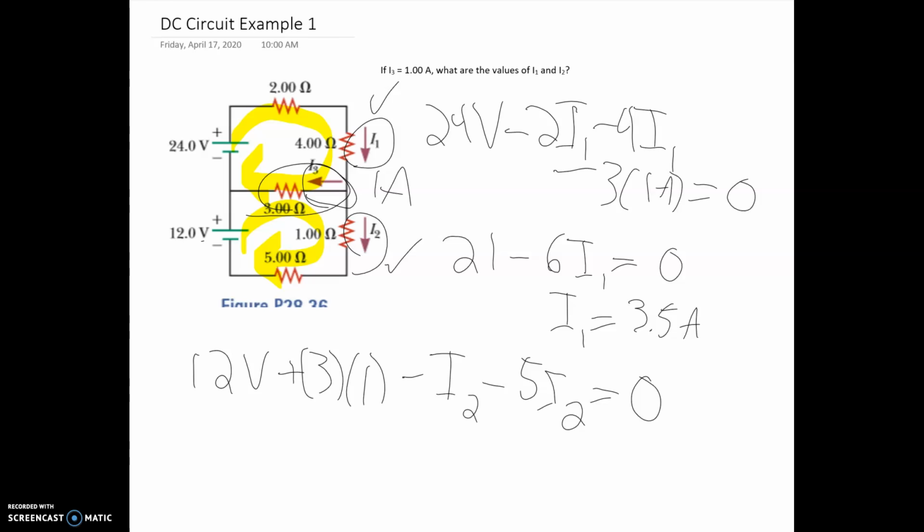So I add up 12 plus 3, that's 15, minus 6 I2 equals 0. So 15 divided by 6 will give me an I2 value of 2.5 amps. So there's an example of using DC circuits, in this case really just the loop rule. I didn't use the point rule much at all. I do want to point out that I1 and I2 subtract from each other to make I3. If you take 3.5 and subtract 2.5, you get the 1 amp that we got there in the center. So that's good.